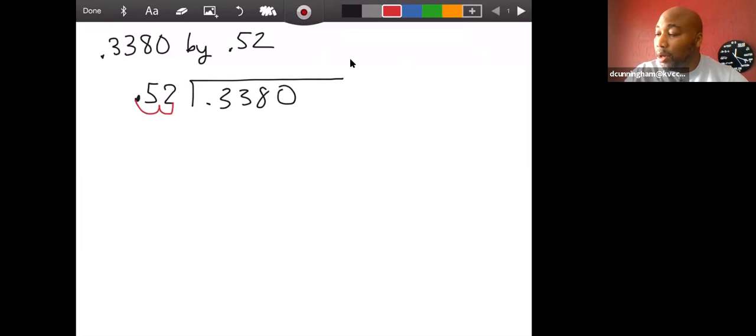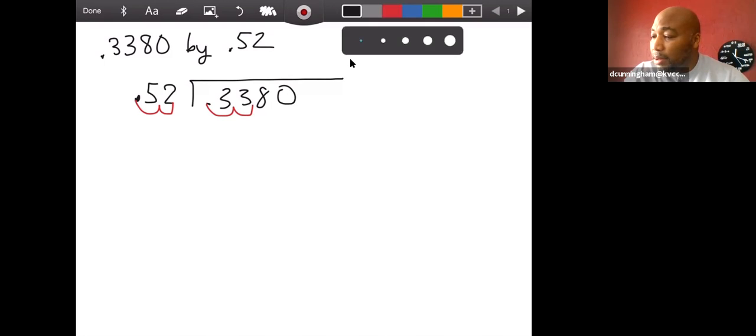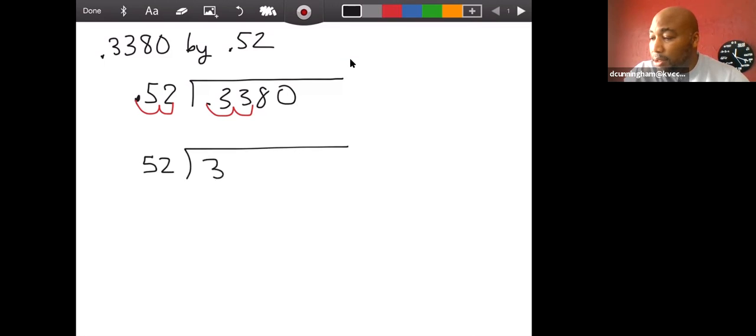If we do it there, we're also going to do it here in the dividend. We're going to move it 2 places. So how many places we do in the divisor, we do the same number in the dividend. So in this case, I'm going to rewrite the problem, and you're really going to be dividing 52, how many times it goes into 33, in this case, 0.80. We'll write it like that.